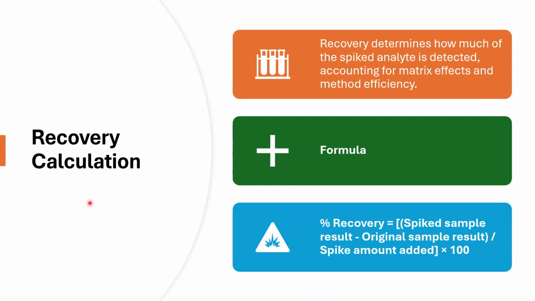So after spiking your sample, you need to know the recovery of the analyte as per the method so that you know the efficiency of the method. So recovery determines how much of the spiked analyte is detected, accounting for matrix effect and method efficiency. So the formula is percent recovery is equal to spiked sample result minus original sample result divided by the spike amount added into 100.